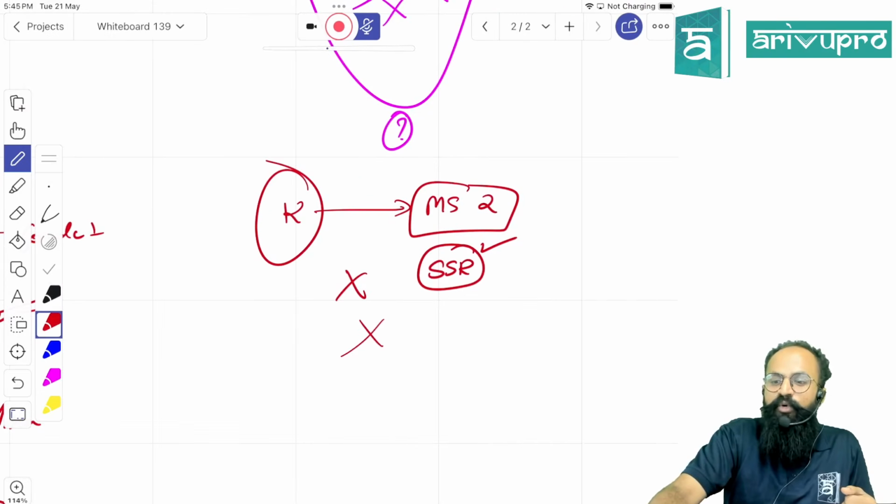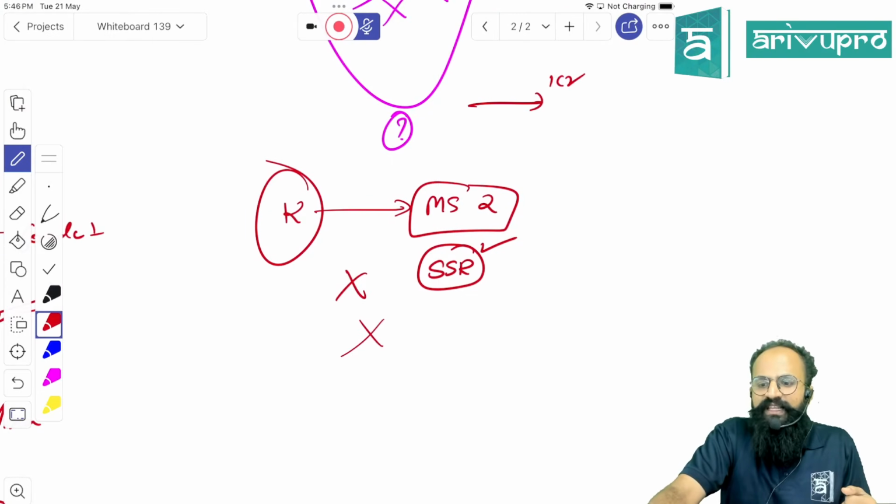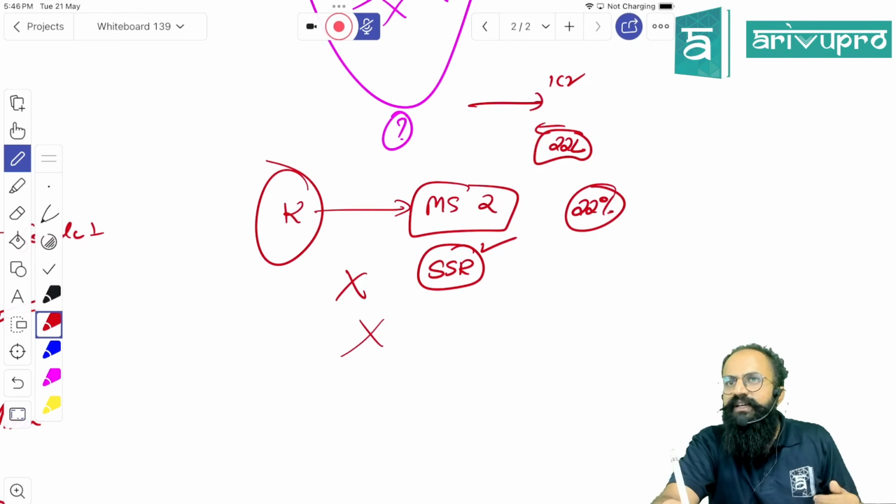I'll tell you one thing. Imagine you give me 1 crore rupees, and I'll give you 22 lakhs return. That is nothing but 22%. You can imagine it as a rate of return. Is it believable?